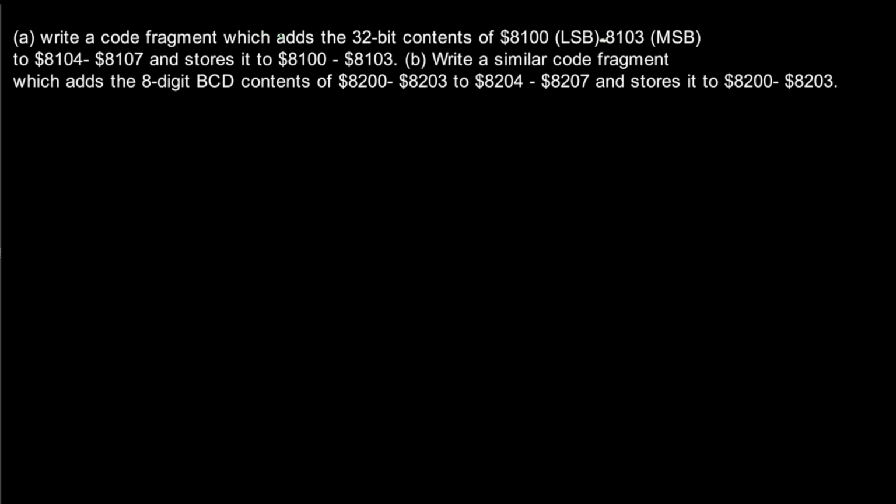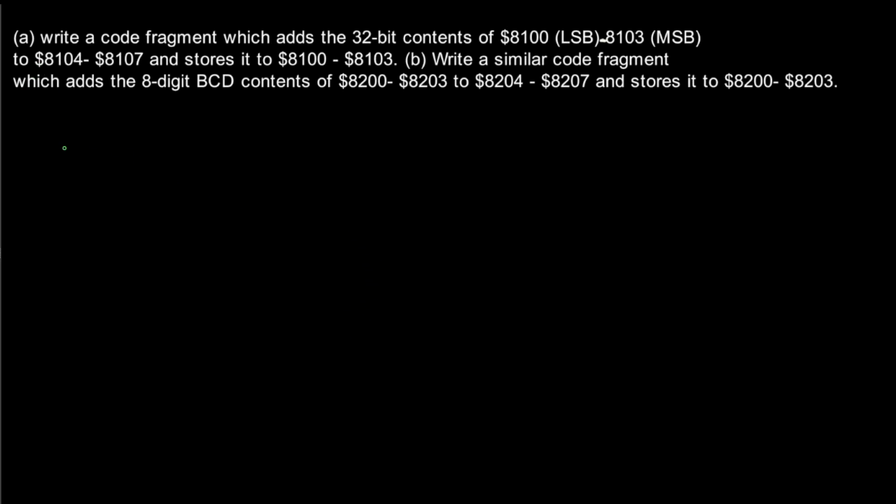So in the A part, what we basically have to do is add this range with this range, and then store it in this range, and that is 32-bit. The B part is asking to write a similar code fragment which adds the 8-bit BCD contents of this range to this and stores it over here. Okay, so let's see how to do it.